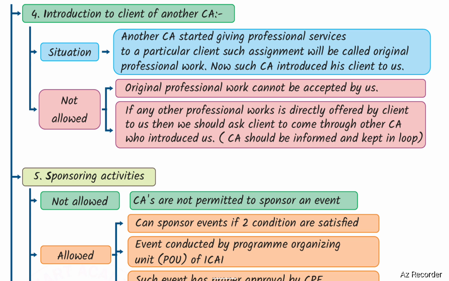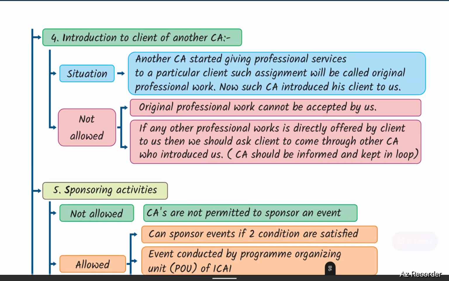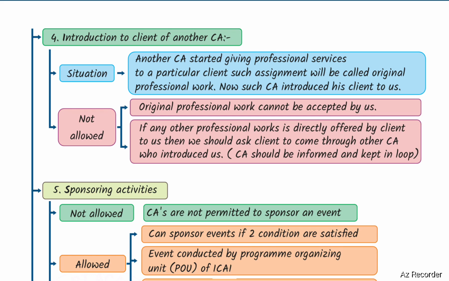Introduction to client of another CA. Another CA started giving professional services to a particular client. Such assignment will be called original professional work. Now such CA introduced his client to us. Original professional work cannot be accepted by us if any other professional work is directly offered by the client to us, then we should ask the client to come through the other CA who introduced us. That CA should be informed and kept in the loop.